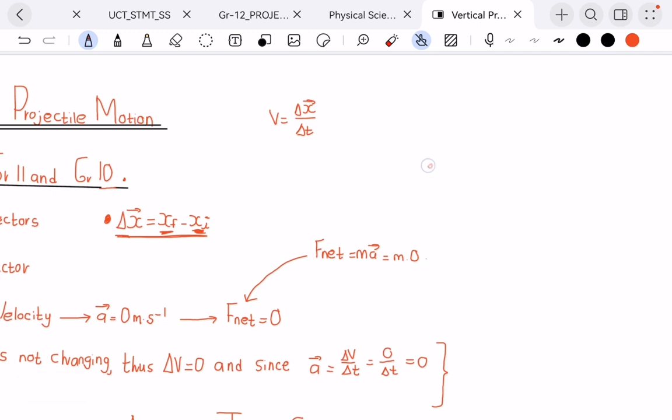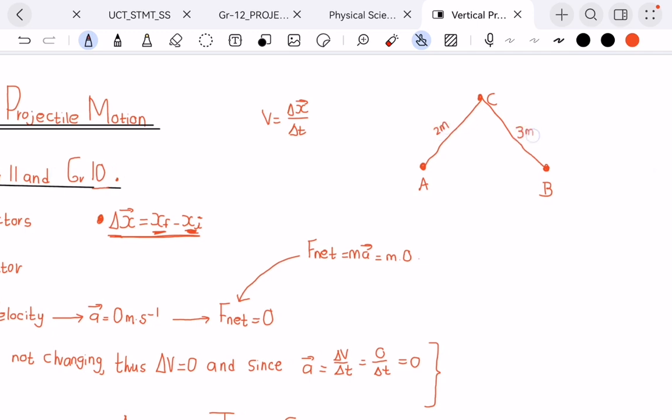Let's say this is position A, and then this is position B, right? So let's say maybe I go through position C, right? Let's say this is position C. So let's say a person is going to walk from position A to position B, but he will pass through position C. Let's say you go this way, and then now go this way. So let's say this is 2 meters, and then this is like 3 meters.